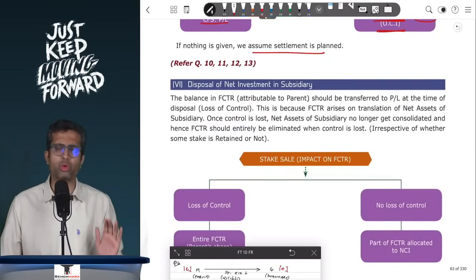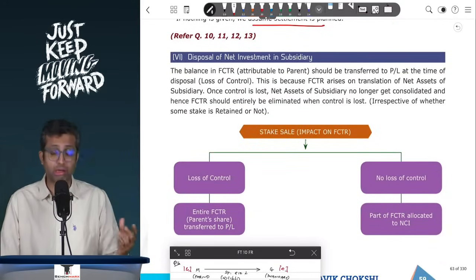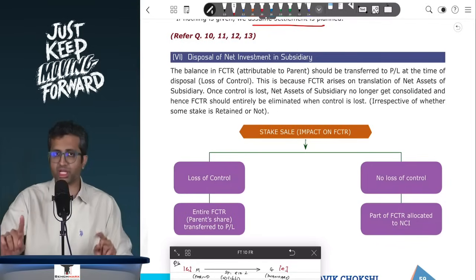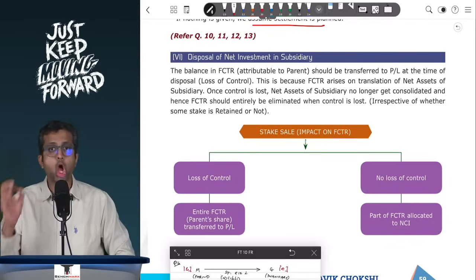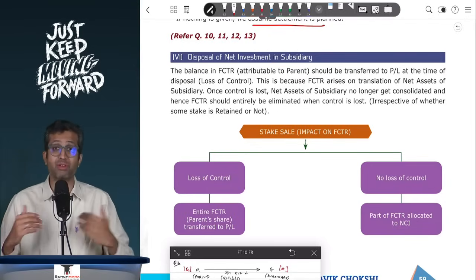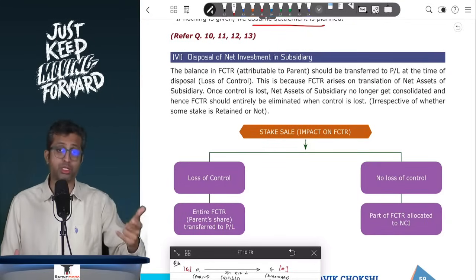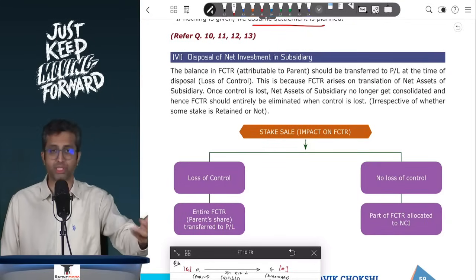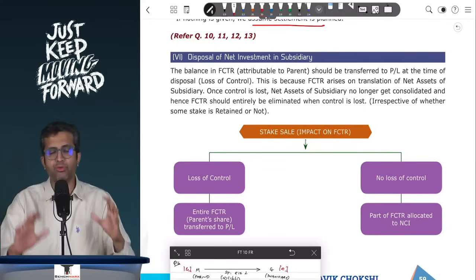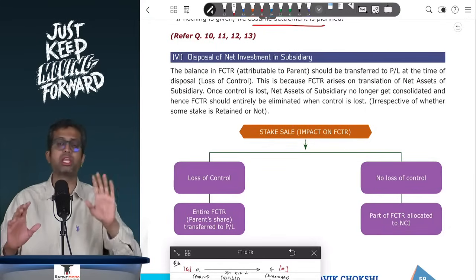Now, another thing that we'll have to remember is what happens to the FCTR in general. Well, FCTR is a part of reclassifiable OCI, and will be transferred to the P&L on the happening of certain events, that is disposal of stake. Now, you might be holding an 80% stake in the subsidiary and you might be selling 60%, in which case you're losing control. If you're losing control, you might still be retaining a 20% stake.